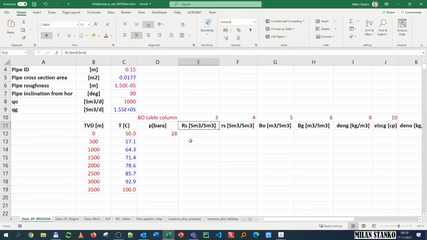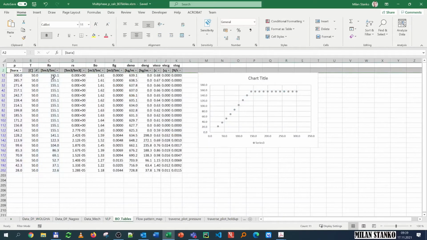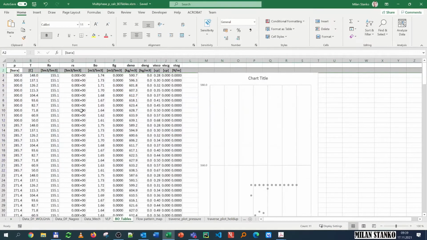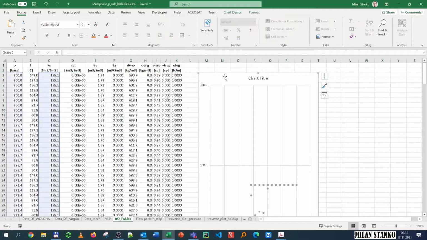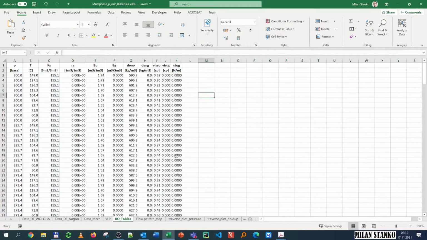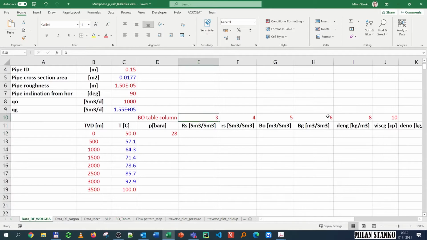So the first step, we're going to calculate our black oil properties here. And for that, we're going to be interpolating on this table. So let's first remove this filter. Maybe remove this chart. And we're going to interpolate with pressure and temperature and find all the rest of the properties. And what I have put here is where the property is located on that table.